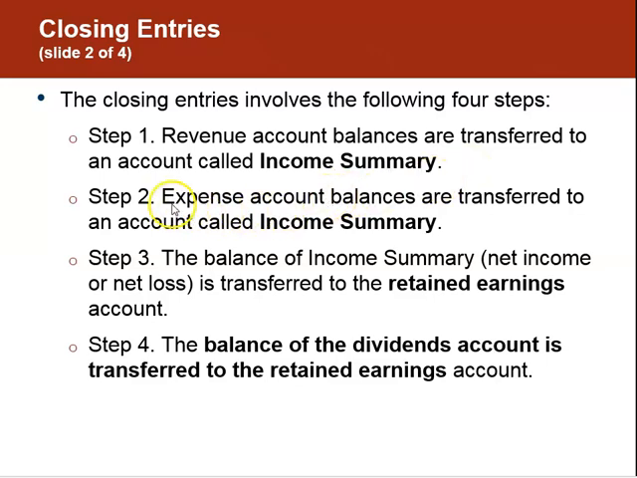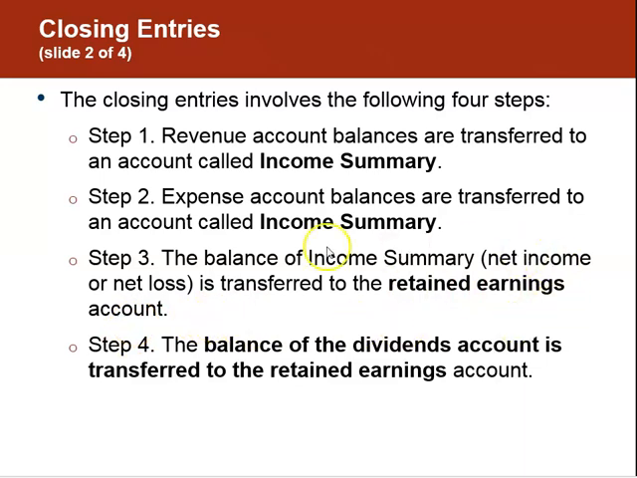It says here the exact same thing. It says income or expense account balances are transferred to an account called income summary. So if you think about this, steps 1 and 2 are the exact same thing. It's just that we're going to be doing it for revenues and we're going to be doing it for expenses. Now, step 3, it says the balance of the income summary, which is going to be net income or net loss, is transferred to the retained earnings account.